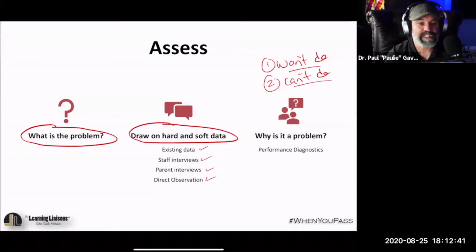And the same thing with a teacher. If a teacher is not performing at a level, it's a skill deficit or a will deficit, right? A can't do or won't do, or what we call skill deficit or performance deficit. It just comes down to those two things.